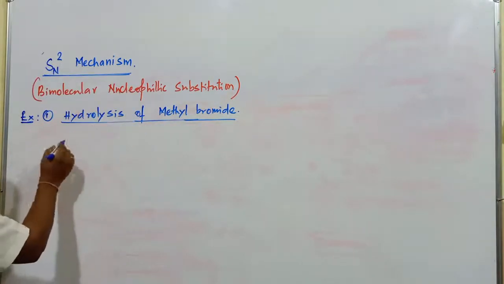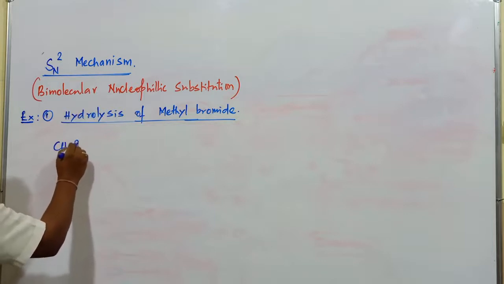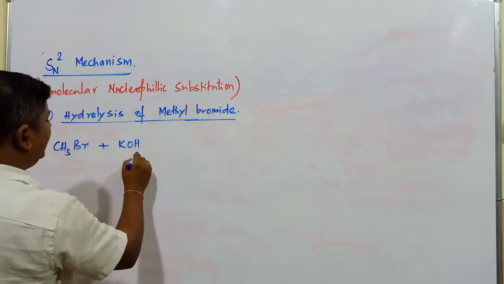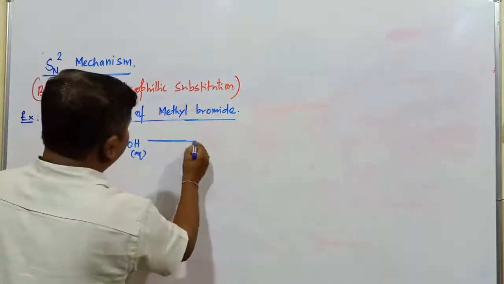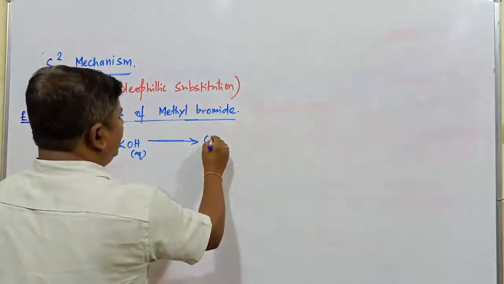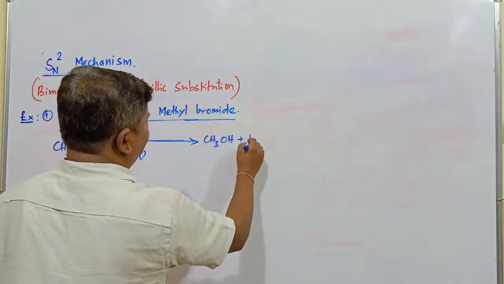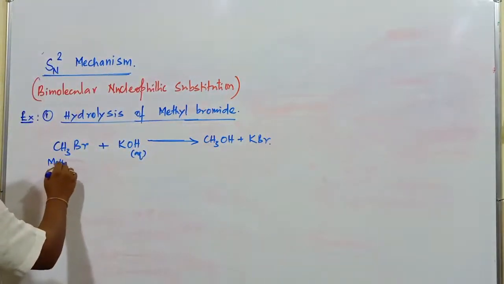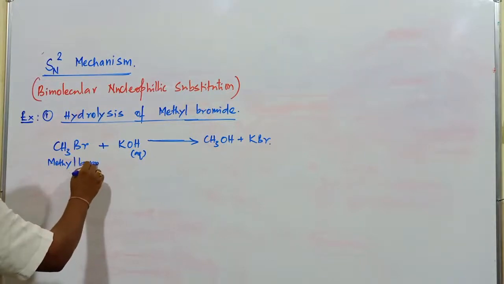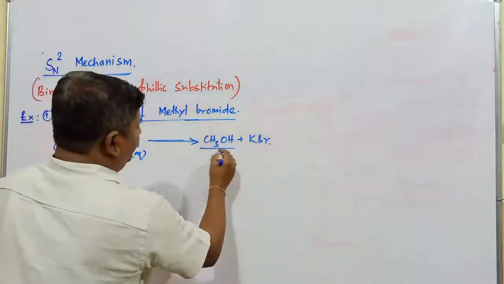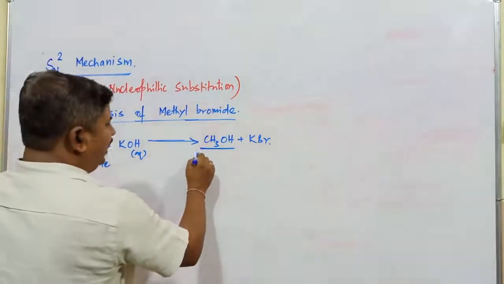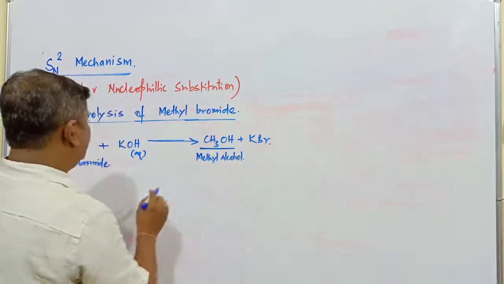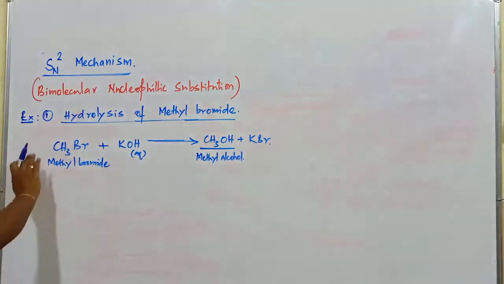Methyl bromide is a molecule. First I will mention the reaction: CH3Br. When this CH3Br is treated with aqueous potassium hydroxide, KOH, it gets converted into CH3OH plus KBr. This is methyl bromide, common name methyl bromide, IUPAC name bromomethane. What is the IUPAC name of this one? Methanol, and commonly it is called methyl alcohol. If you use OH minus as a nucleophile, this is the reaction.